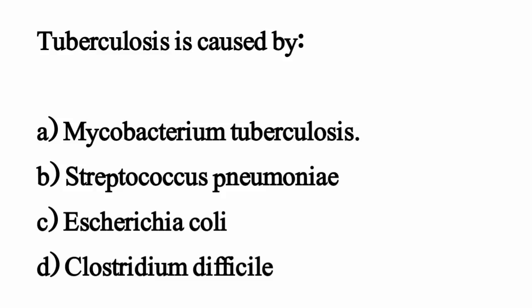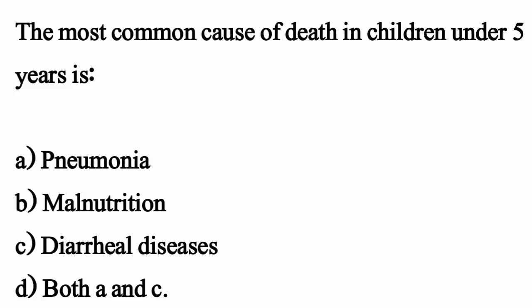Tuberculosis is caused by, the correct option is option A, Mycobacterium tuberculosis. The most common cause of death in children under 5 years is, the correct option is option D, both A and C.